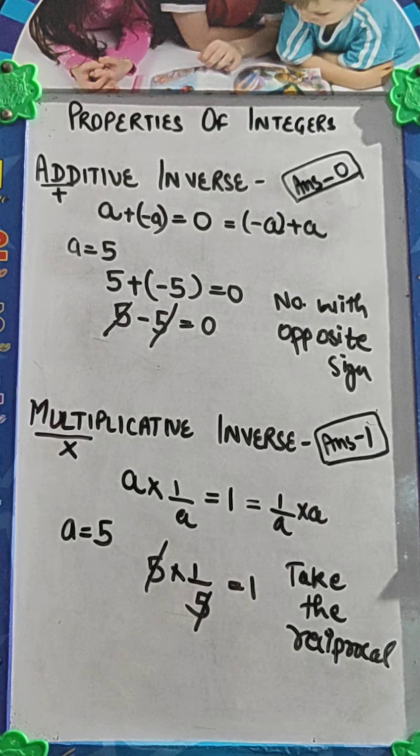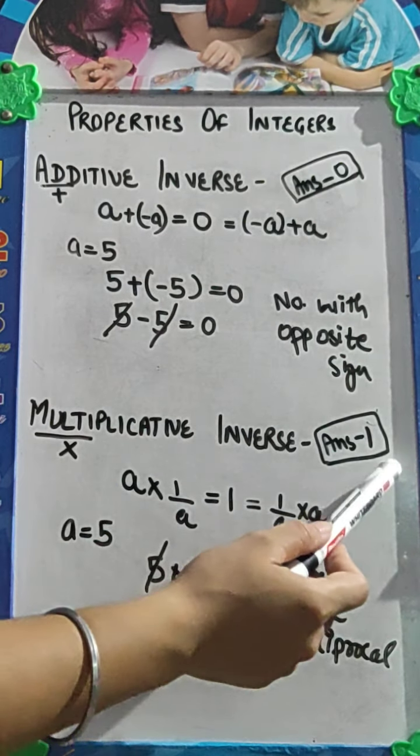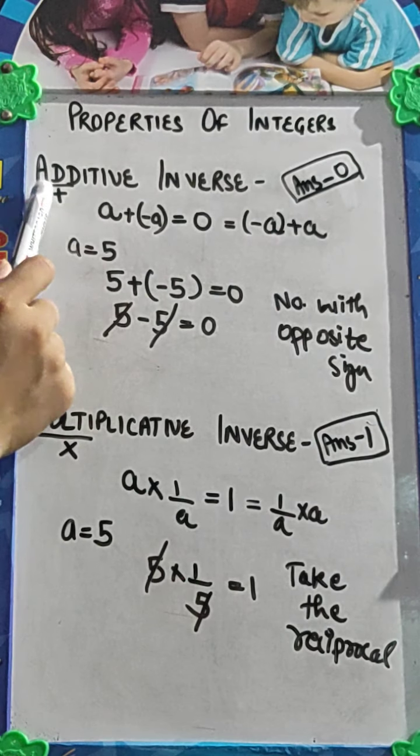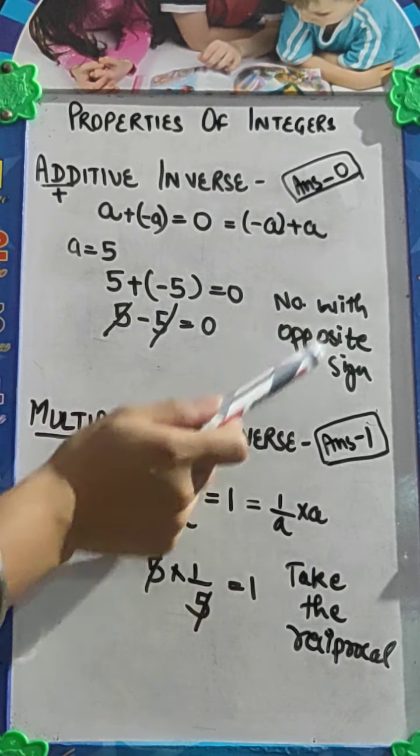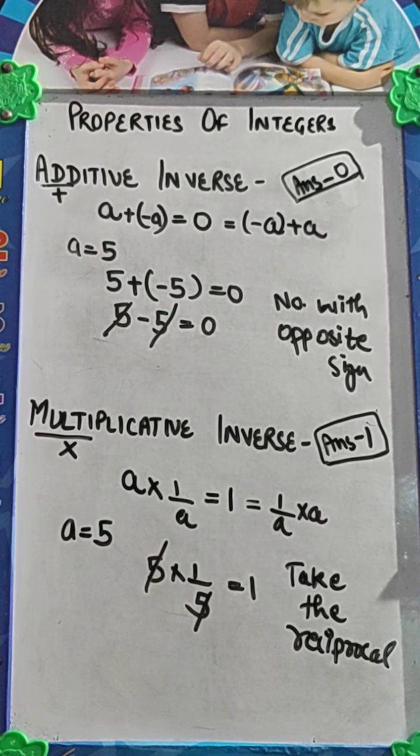So remember this: in additive inverse your answer must be 0, in multiplicative inverse your answer must be 1. In additive inverse you have to add its opposite with different sign. In multiplicative inverse you just have to take its reciprocal. आपको उसका क्या लेना है? Reciprocal. So these are the properties of integers.